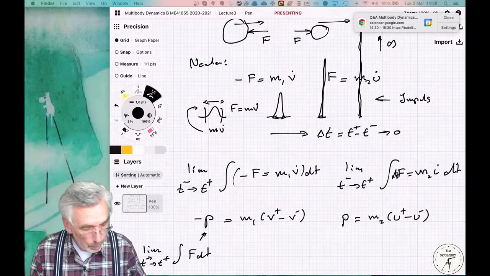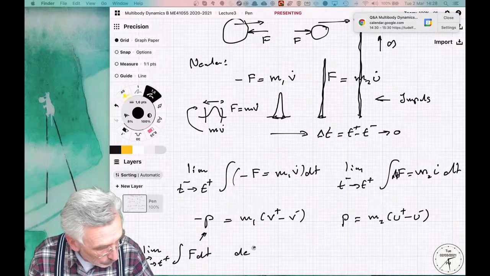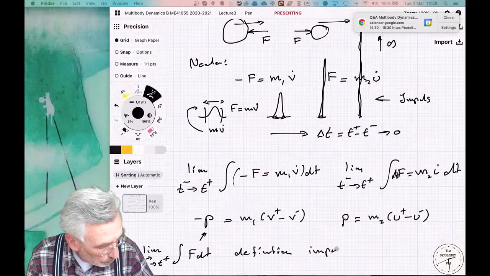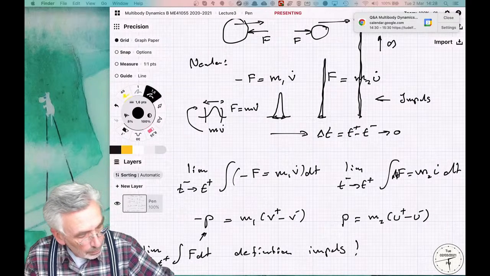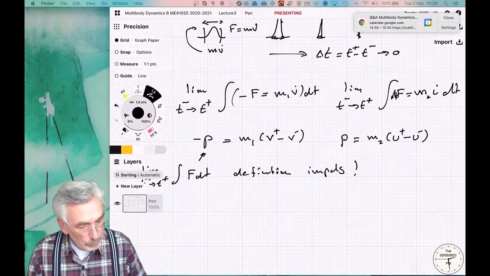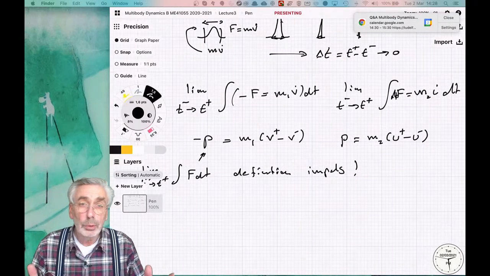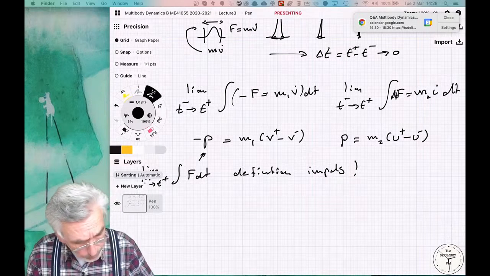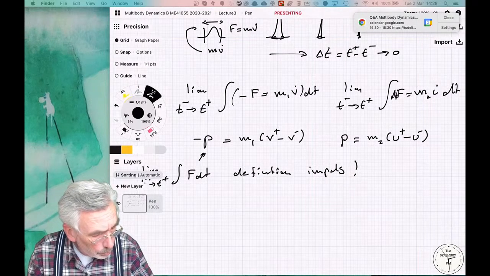Aha! So this is the definition, I should say, the definition of the impulse. Taking the limit case, I have to take the definition. Now I can write my two equations in a matrix vector form. Now what are the knowns and what are the unknowns?